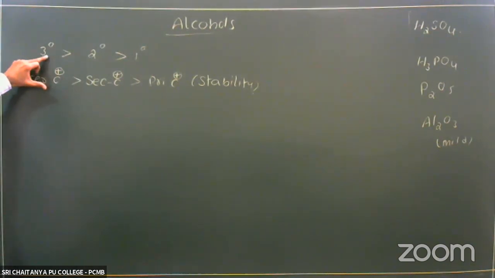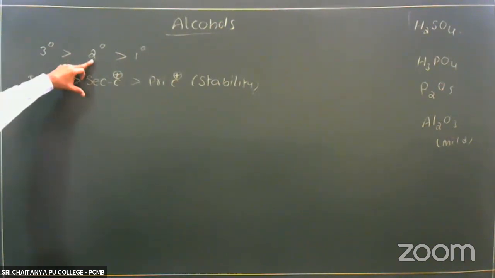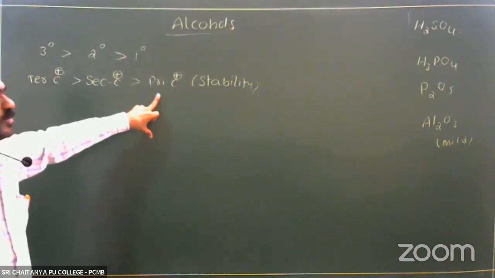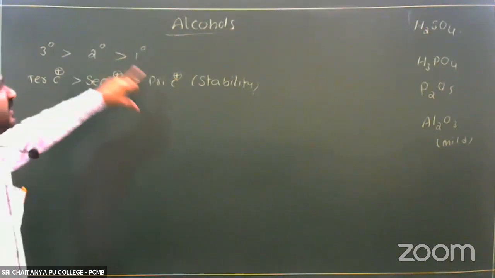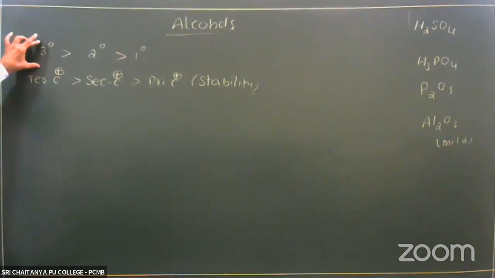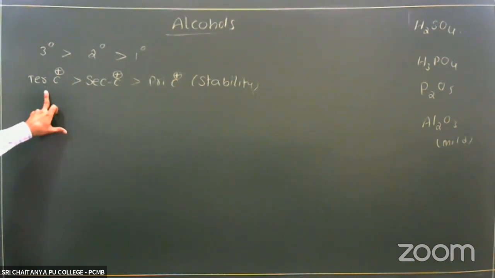So a tertiary alcohol can form a tertiary carbocation easily, a secondary alcohol forms a secondary carbocation, and a primary alcohol forms a primary carbocation. Hence this is the dehydration reactivity order. Tertiary alcohols undergo dehydration easily because in the second step a tertiary carbocation is formed. In the last class, the mechanism was also completed.